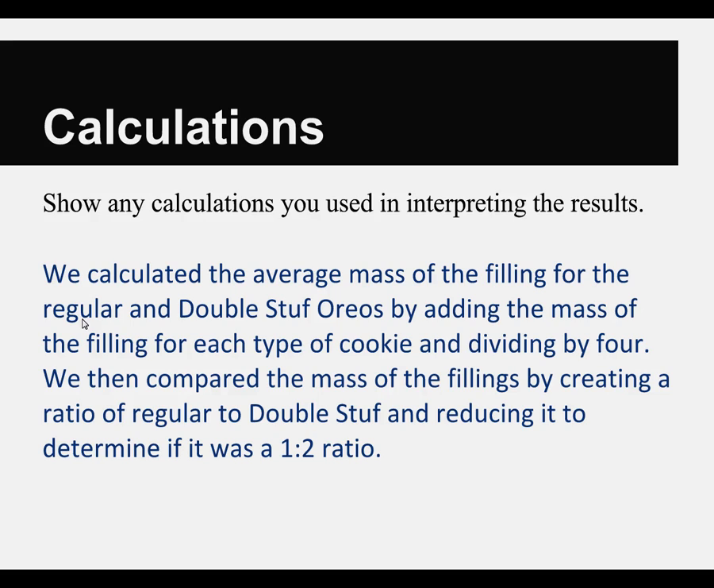You need to show how you used that data and what you did with it after you found the averages. How did you compare them? So be careful to explain the second part too. Then we compared the mass of the fillings by creating a ratio of regular to double stuffed and reducing it to determine if it was a 1-to-2 ratio. So it tells the reader how you used those averages, because you did compare them, even if you compared them in your head, to determine whether or not your hypothesis was supported or rejected. So remember to include that here in the calculations.